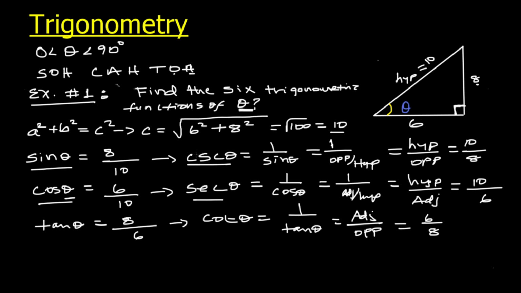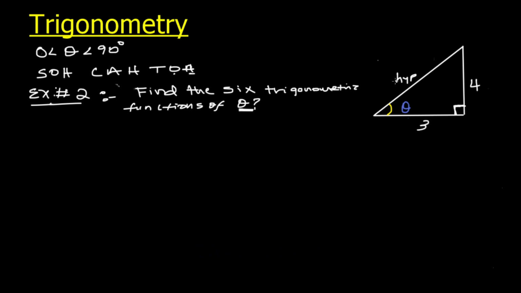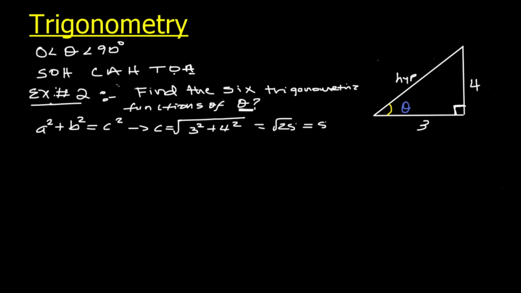And then the other 3 that are related. We are asked to find the 6 trigonometry functions of the following triangle. This length is 3, and this length is 4. We don't know the hypotenuse. What should we do? We use the Pythagorean theorem, a squared plus b squared equals c squared. So c equals the square root of 3 squared plus 4 squared, which is the square root of 25, equals 5. So our hypotenuse here is equal to 5.